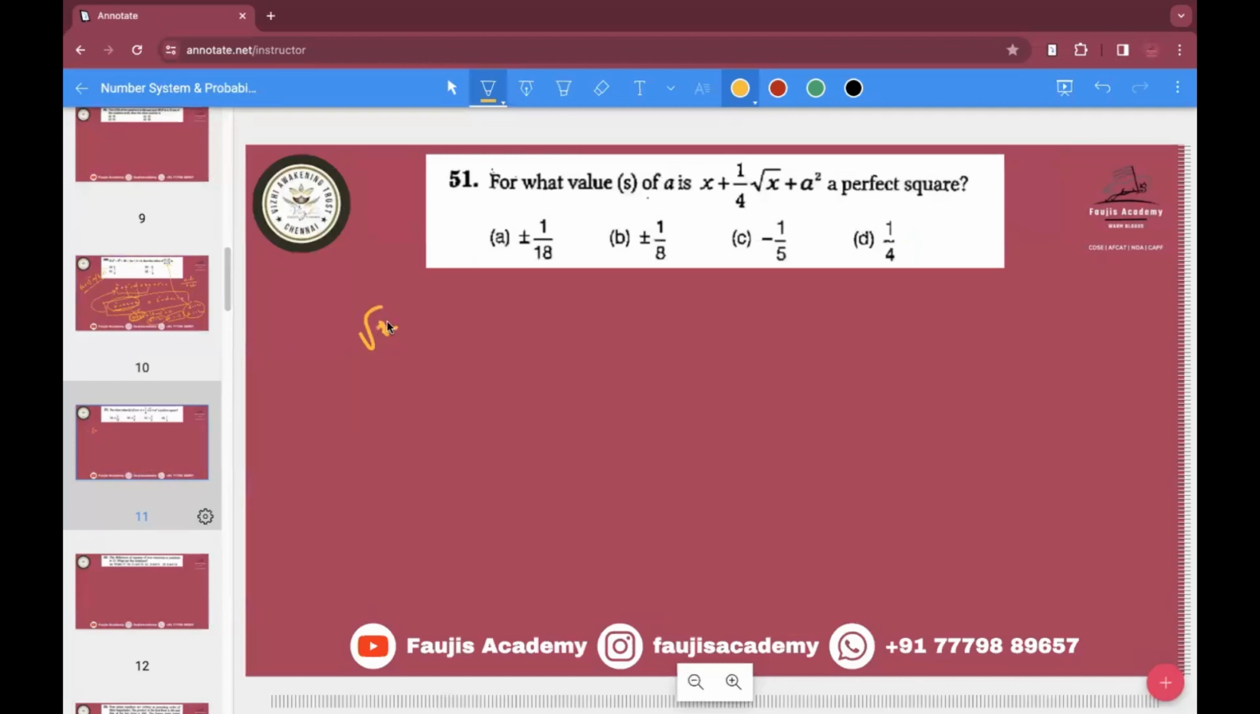Yeah, this one. Try to find root x plus something whole square. Try to make this in this form. Okay.